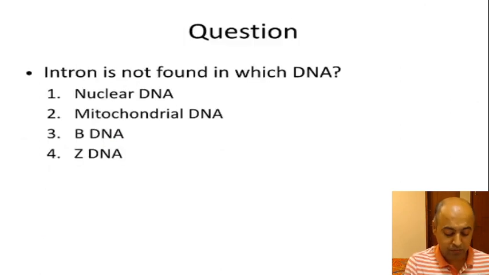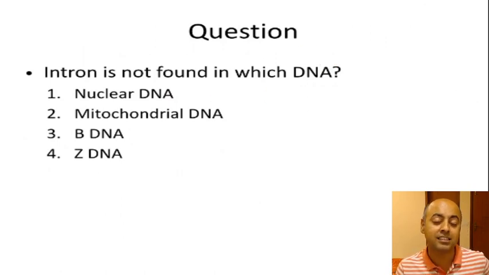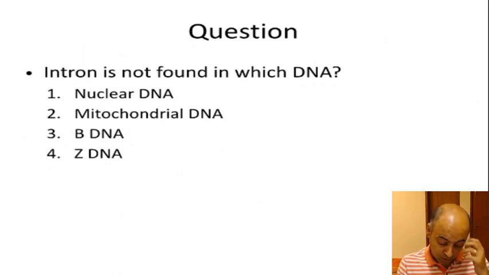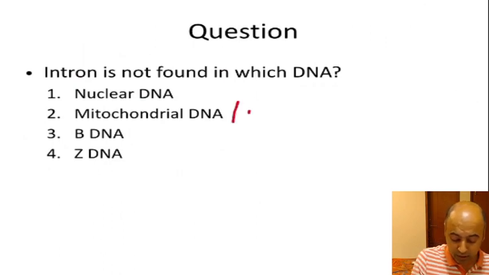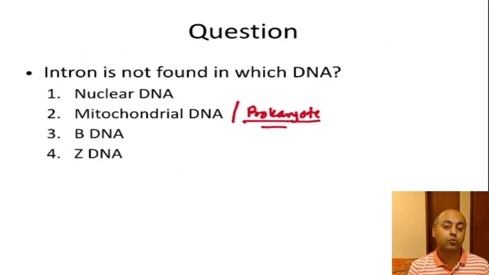Okay, so this question is sometimes asked. Intron is not found in which DNA? I told you DNA commonly has introns. Introns have to be removed. But what you have to remember is that in the mitochondrial DNA and in the prokaryotic DNA, introns are not there. Splicing is not required. You don't need to remove the intron and join together the exons. Whatever is available is quickly getting translated. So in mitochondrial DNA or in the prokaryotes, the intron is not found.